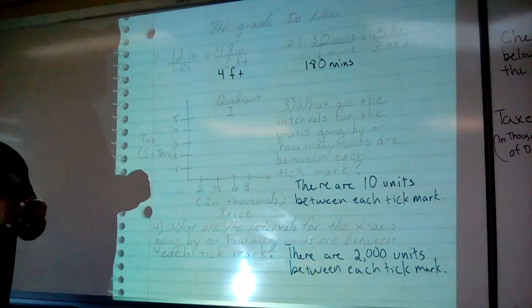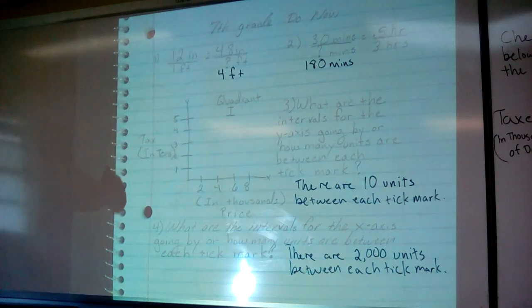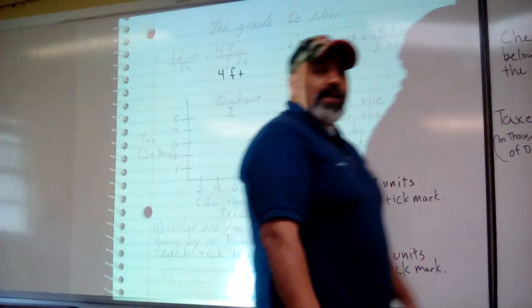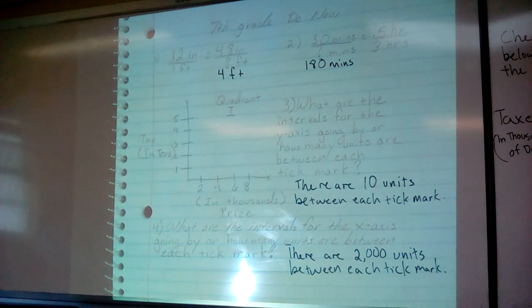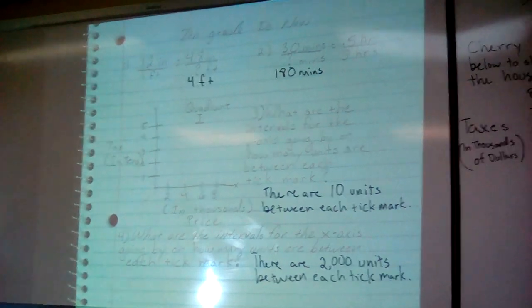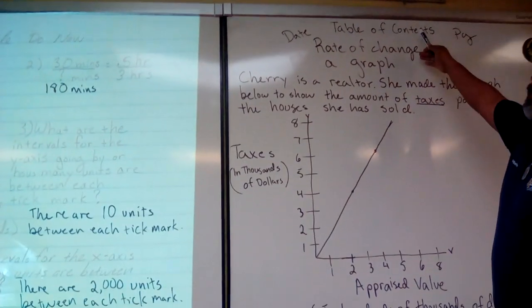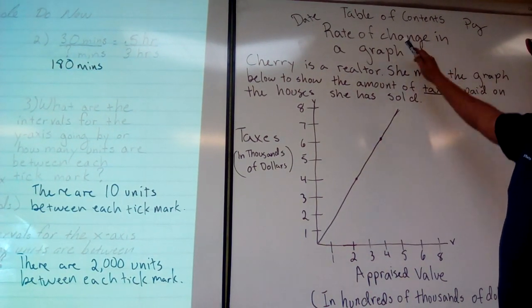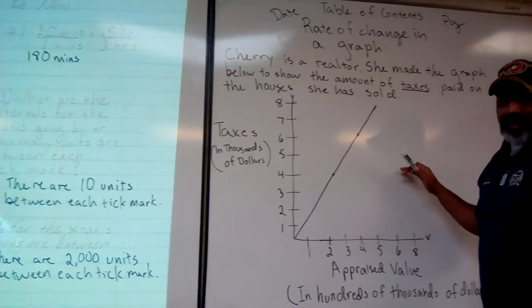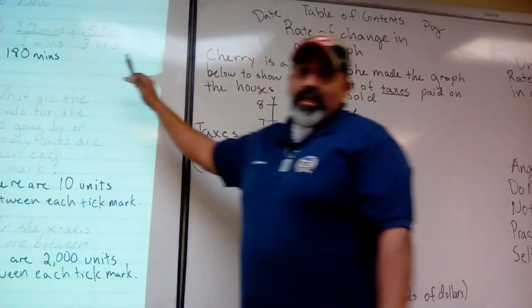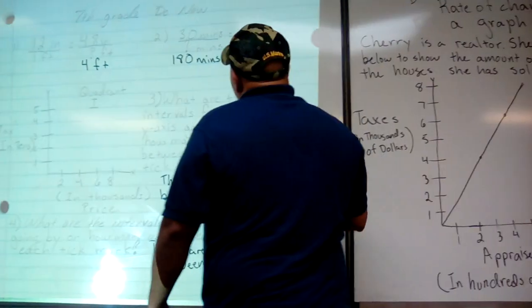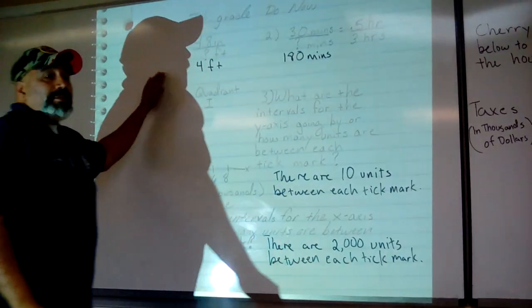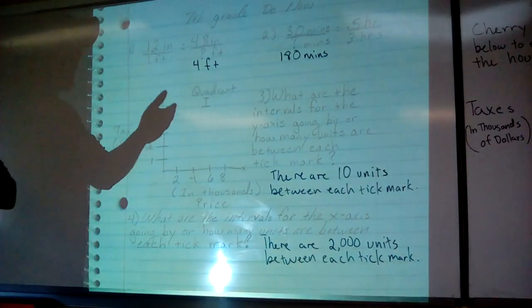Well, question number 1 and 2. If you got this, awesome. You go ahead and prepare to take your notes. Remember our notes for our table of contents. You're going to have the date, table of contents on our page, rate of change in a graph. This is not the notes. This is the practice question. I want to have up here the notes that go along with rate of change. If you have this already, you can fast forward this.